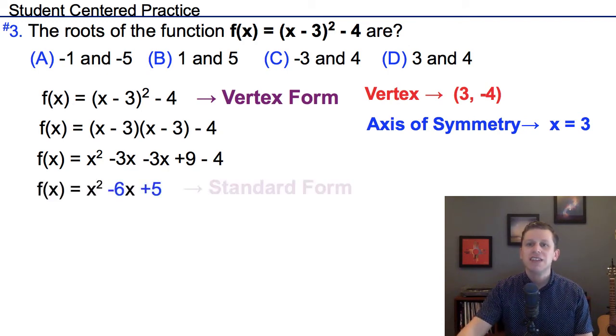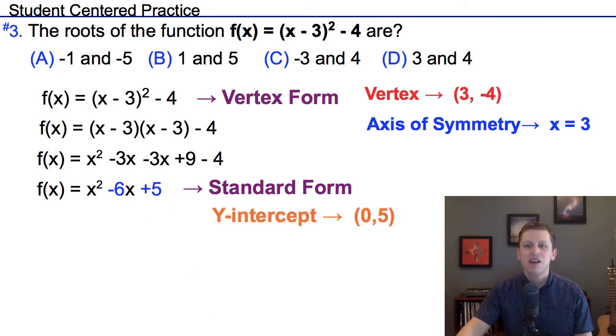We've now written this in standard form, which means we know the y-intercept. Recall the y-intercept is the coordinate 0, c, where c is the constant when it's written in standard form. That makes the y-intercept the coordinate 0, 5. Of course, we still don't have the roots of this function, so we now need to take it from standard form and write it into intercept or factored form.